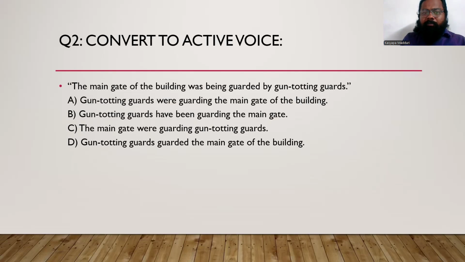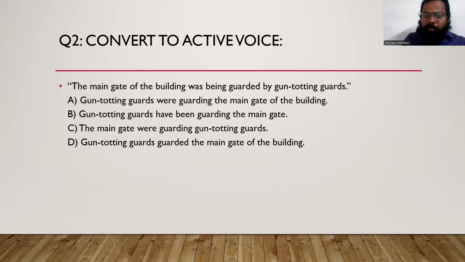The main gate of the building was being guarded by gun-toting guards. Option A, gun-toting guards were guarding the main gate of the building. Option B, gun-toting guards have been guarding the main gate of the building. Option C, the main gate were guarding gun-toting guards. See, when you come to option C, you can directly say it's the wrong answer because the main gate was not guarding the guards. The guards were guarding the main gate.